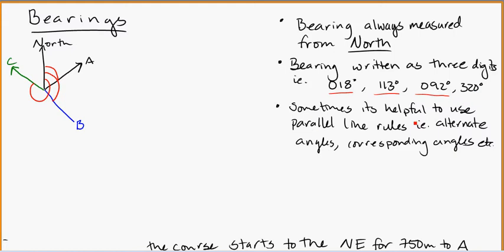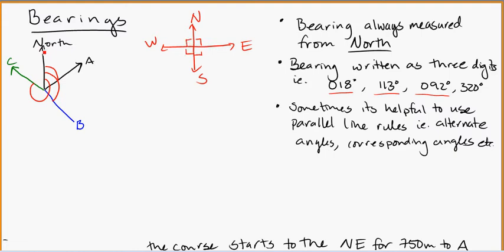It's also sometimes helpful to remember your parallel line rules, i.e. alternate angles are equal, corresponding angles are equal. You can use co-interior angles as well. Other key things to remember would be just a basic reminder about our coordinate grids. Never eat soggy Weet-Bix, and remember that it's 90 degrees between each of these.